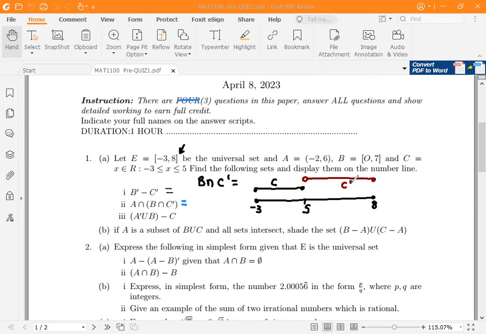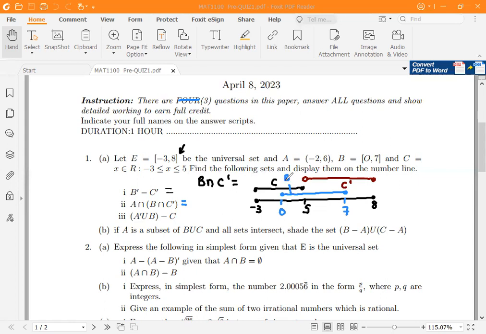Now we want to intersect that C complement with B. So we need to bring B here. So B runs from where? B runs from 0 all the way up to 7. So from 0 included all the way up to 7 included. This is B.